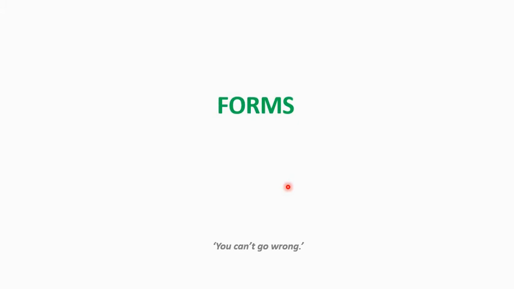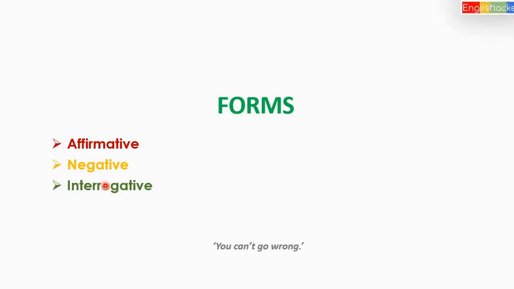We have forms of the present perfect. There are 3 of them. We have the affirmative, which is the positive. We have the negative, and then we have the interrogative. We shall see in the following slide. Why and when should we use the present perfect forms? Okay, let's go ahead.